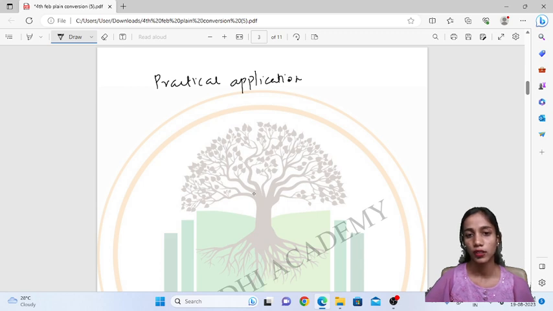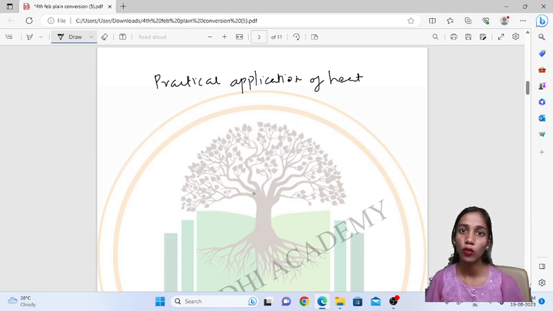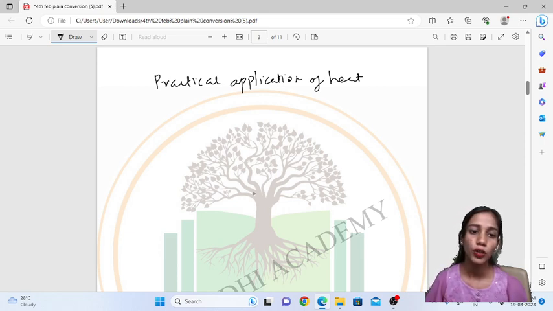Now, the heat produced in the circuit can be good as well as bad. Sometimes all the energy produced in the circuit is only for the production of heat, and in this case the heat can overheat the electrical device, which can alter its properties. Now, what are the two practical applications?